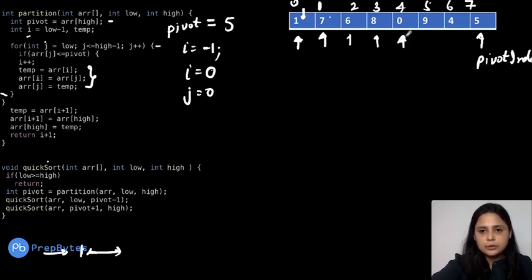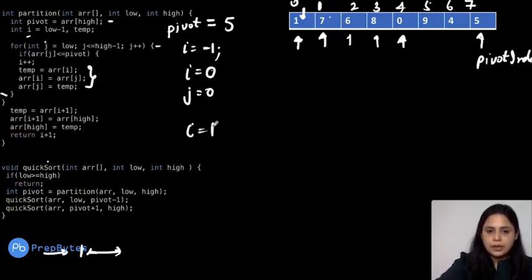Now what I need to do is increment my i. I have to find a place for 0 such that it is coming before the pivot. The last element that was smaller than pivot was at index 0, so I'll keep the next element at index 1. And how will I do that? I'll increment my i to 1. Now my j is equal to 4 right now, and I just swap both the elements.